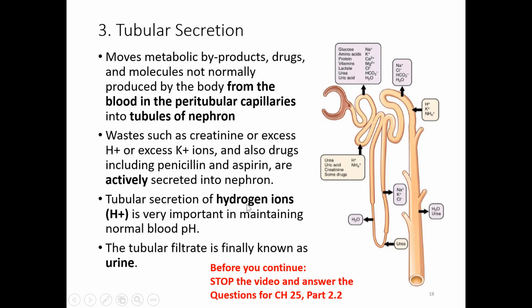Tubular secretion of hydrogen ions is very important in maintaining the normal pH of the blood. So that's why one of the functions of the kidneys is to maintain blood pH. Remember the normal blood pH? The tubular filtrate, finally, right here, when it's going down through the collecting tubules, collecting ducts, is known as urine. Before you continue, please stop the video and answer the questions for part 2.2.